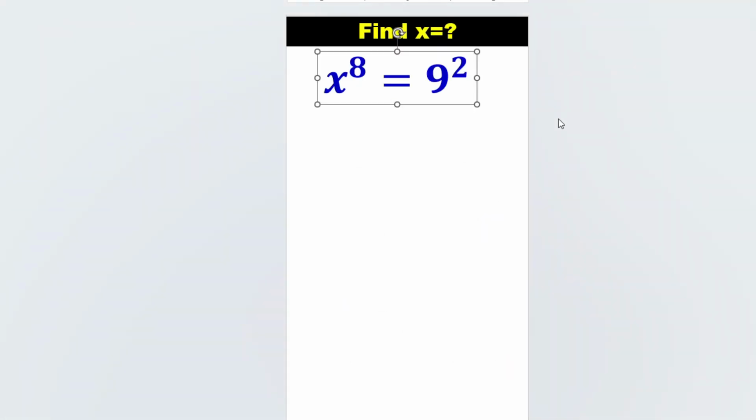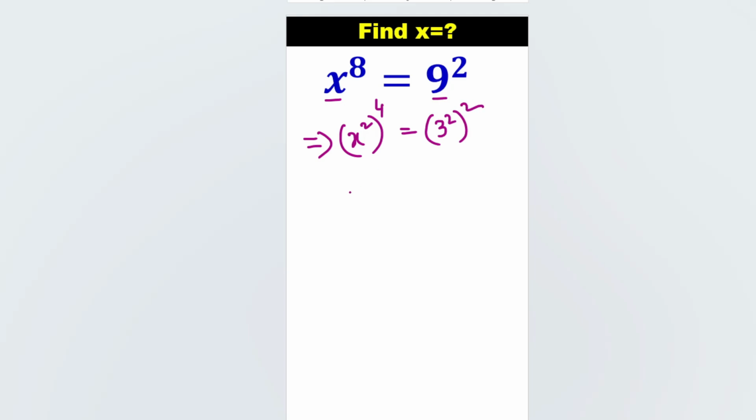Find x. Here x to the power 8 equals 9 squared. In this case, first we have to make both sides the same power or the same base. So this is x and this is 9. So we have to make the same power. It means here is x squared, we can write to the power 4. And this 9 we can write as 3 squared, and the power here is squared.